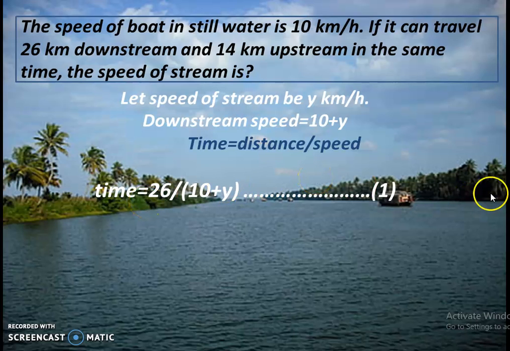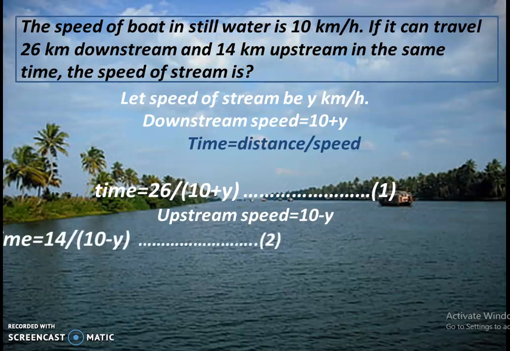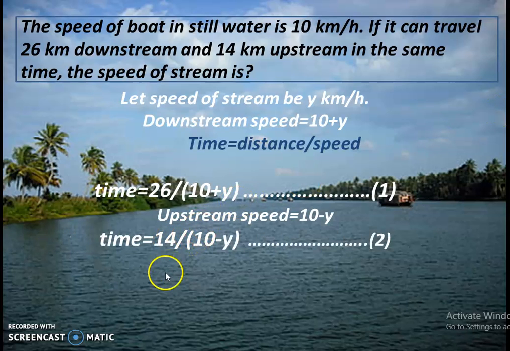In similar manner, we can calculate upstream speed. So 10 minus y, we are subtracting y from 10, right? So 10 is the speed of boat in still water and y is the speed of stream, right? Now upstream speed we know is 10 minus y, and it is given the distance traveled upstream is 14 km. So we can calculate the time. So it will be 14 upon 10 minus y, right? So now we know the upstream time and downstream time.